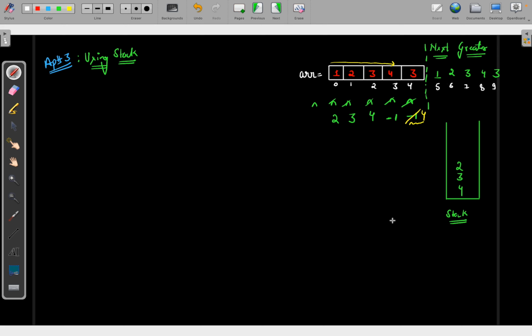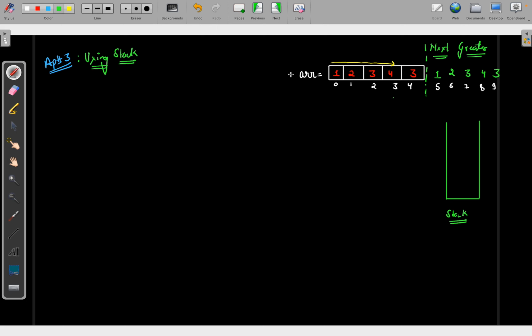We are doubling the array so that for this 3, there should be some greater elements on the right side. That was my problem. For 3, I was not able to find any greater element on the right side. That's why I doubled the array, so that for these elements, I should be able to find the greater elements on the right side.